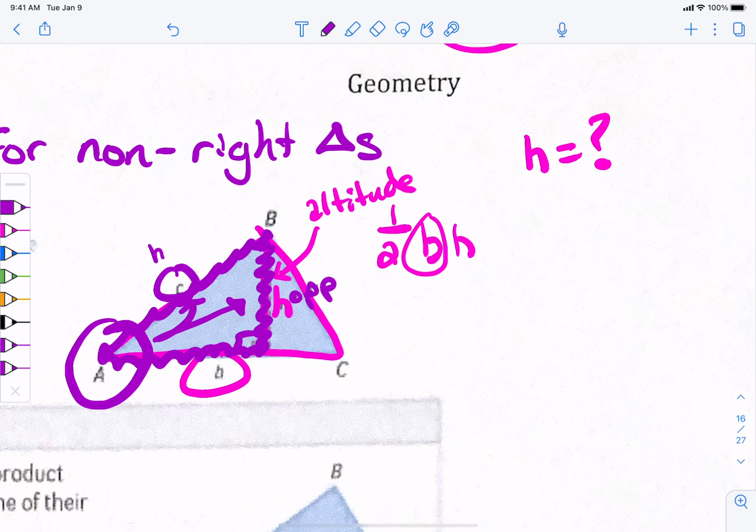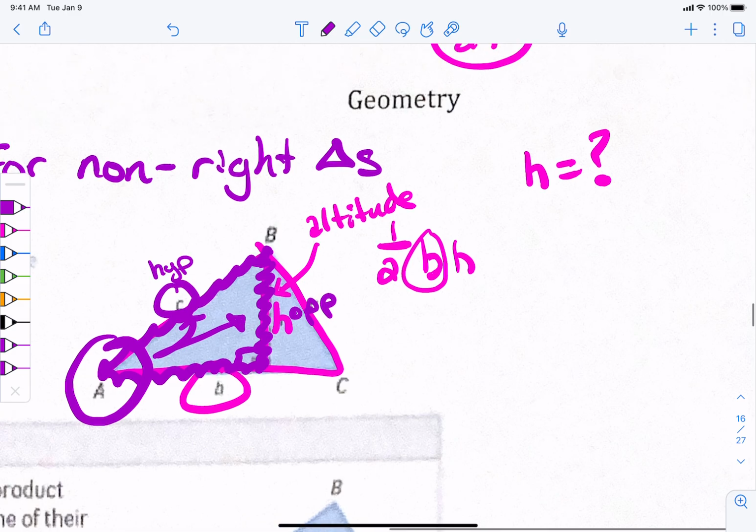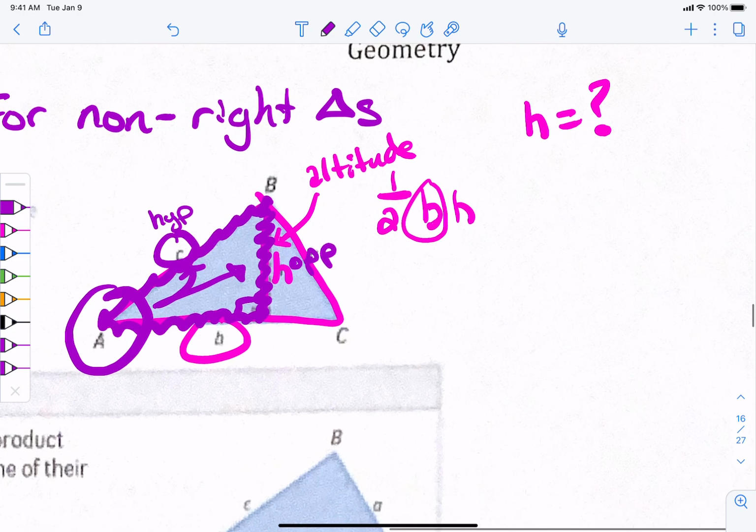C is the hypotenuse, right? If I'm looking at that purple triangle right there, H is the opposite, C is the hypotenuse, okay? So which trig function would you use to talk about H, if we were solving for H? Opposite over hypotenuse is sine. Sine, okay? And sine of what?